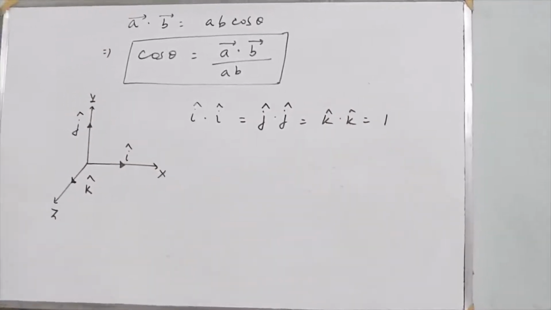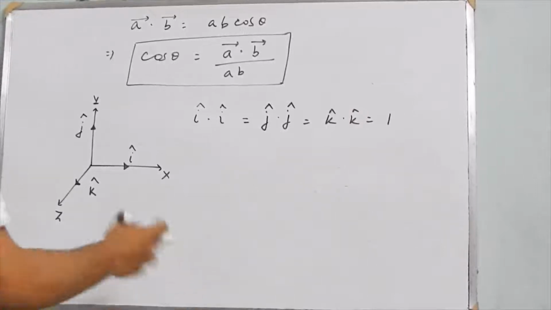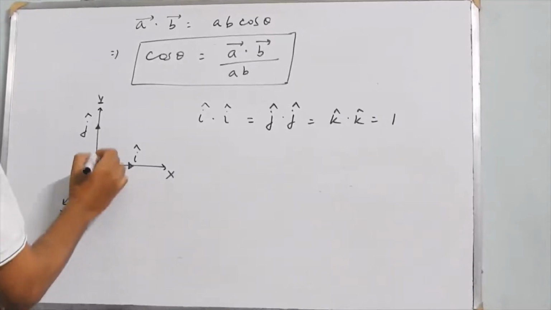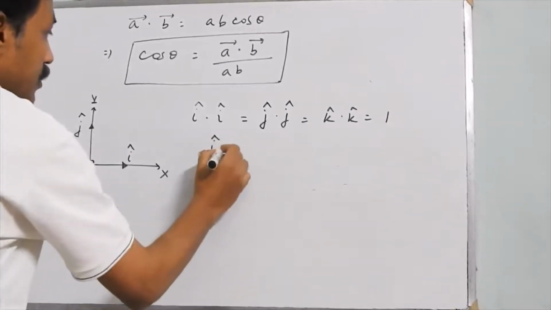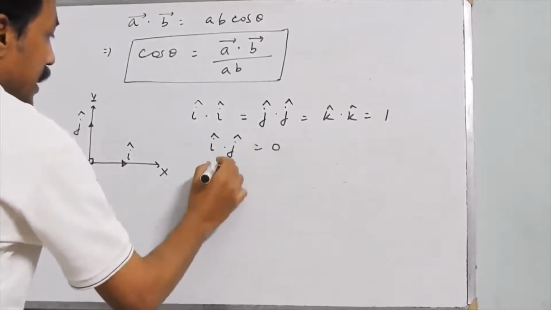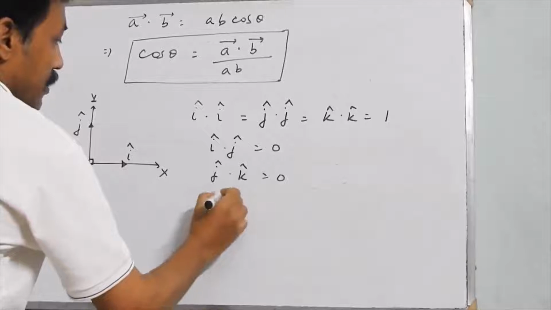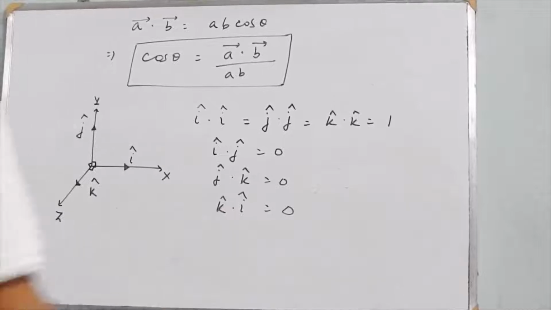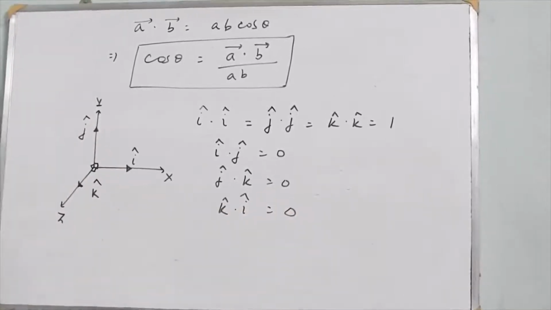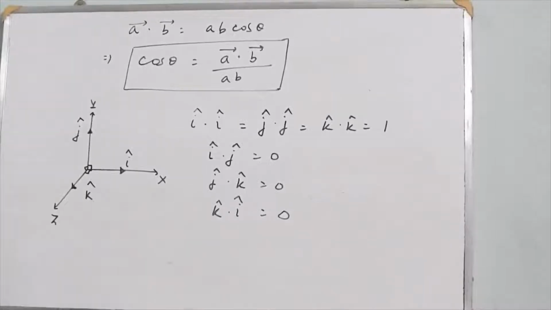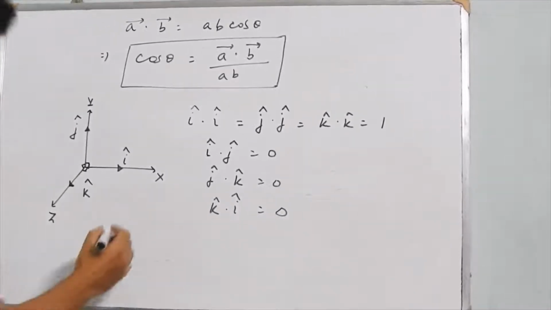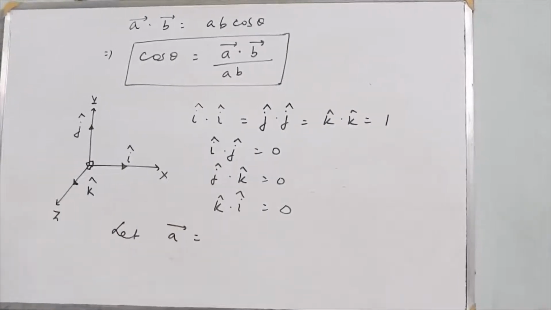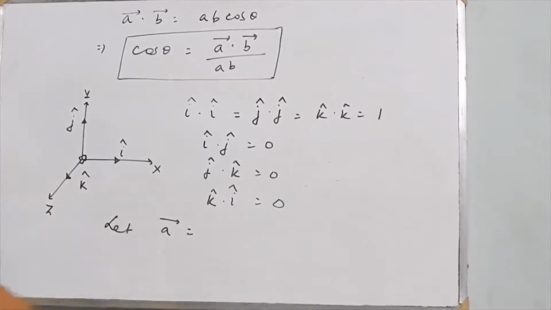Because magnitude of unit vector is 1 and the cosine of the angle between same vectors is 0, so cos 0 is 1. So now, as you know that the directions are mutually perpendicular, so you can say that I hat dot j hat is 0, j hat dot k hat is 0, k hat dot I hat is 0, and so on. So this can be applied whenever we are trying to express a vector in component form. Suppose we have a vector expressed as its component form. Just as we expressed a position vector in component form, we can also express any vector in its component form.